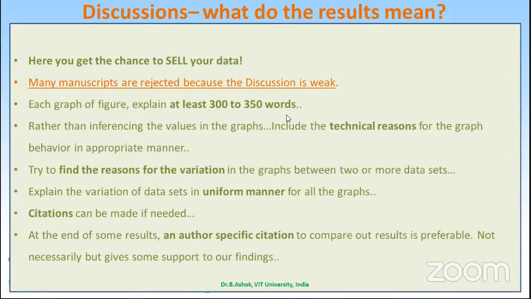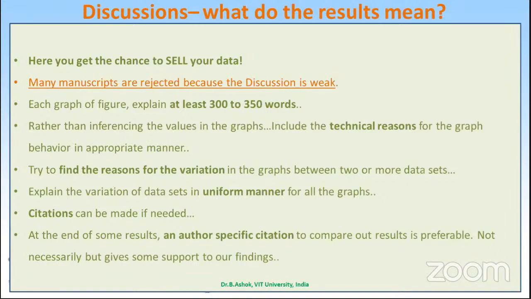See, what is the name of this section? Results and discussion. Simply mentioning results alone is not sufficient. Each graph or figure should be explained in at least 300 to 350 words. Rather than just reading off the values in the graphs, include technical reasons for each graph's behavior in the appropriate manner.